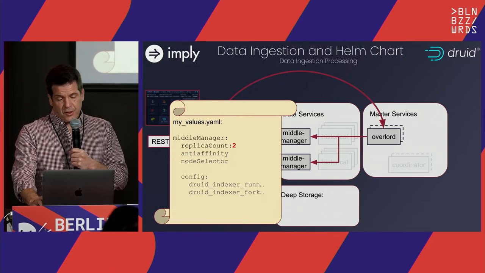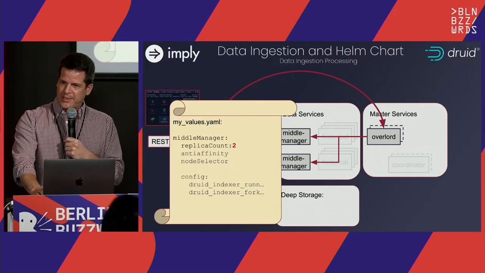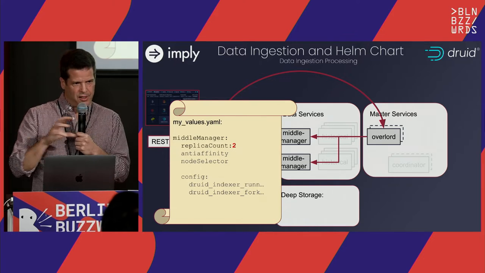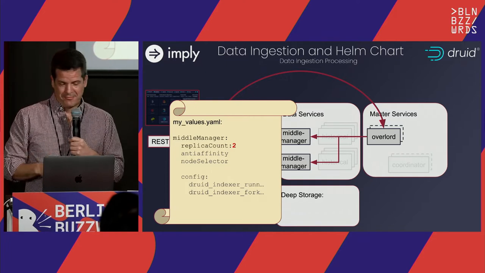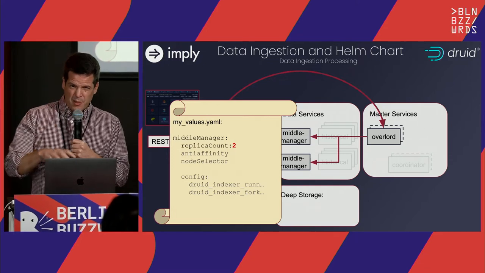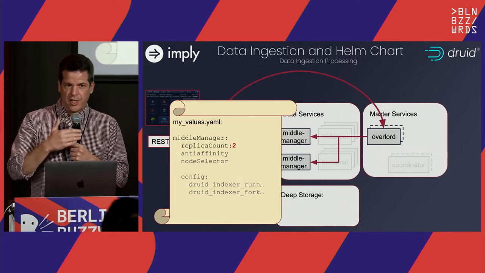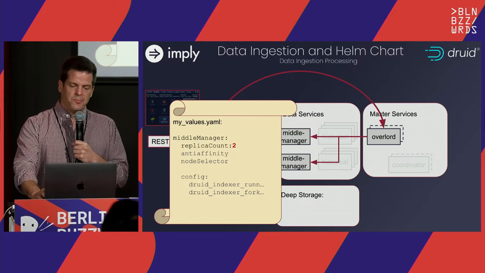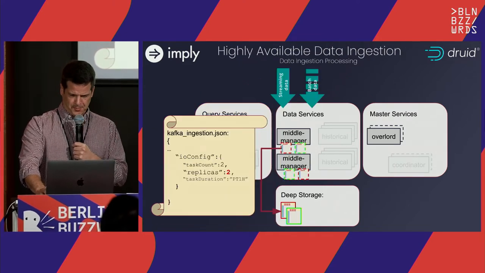You'll also want to configure some other parameters. I didn't go into all of the details here, but in the documentation, you can see which parameters control how much work each of these services is doing. There's a set of parameters like the Druid indexer runner parameters and the Druid indexer fork parameters, which control the spawning of other JVMs within the middle manager that actually do the work of ingesting from a particular set of partitions or a particular set of files. So you want to size those as well. And all of those are parameters within the Helm chart.